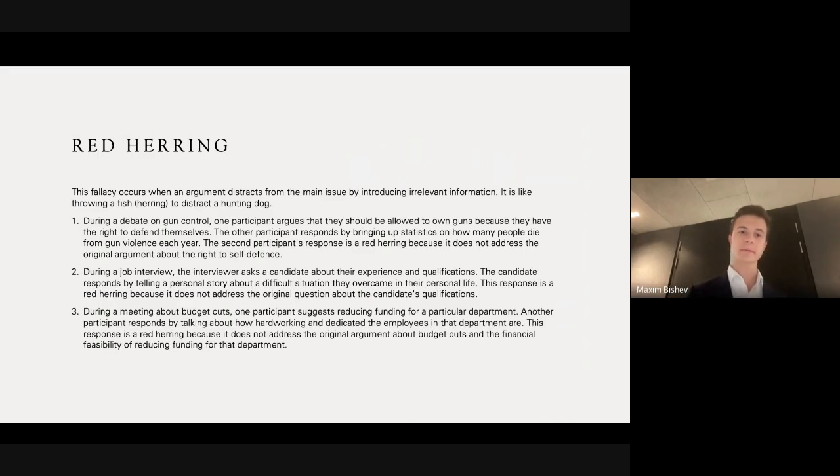Red herring. A herring is a fish. Has nothing to do with a fish, though. Oh, okay, right. It's like throwing a fish to distract a hunting dog. So a fallacy that occurs when an argument distracts from the main issue by introducing something that is not the main issue. Here are some funny examples.